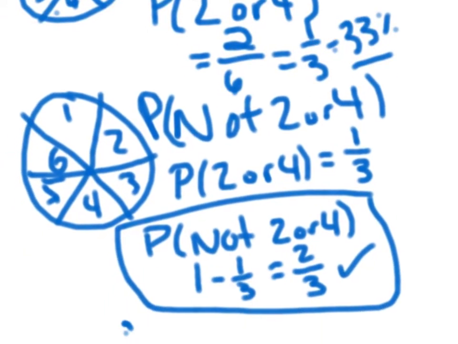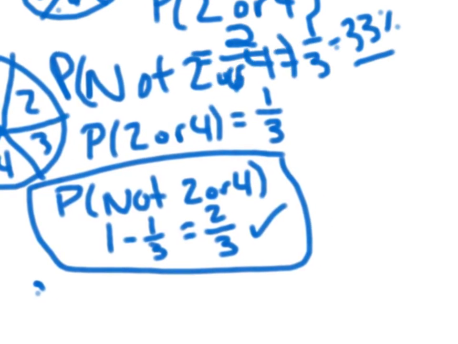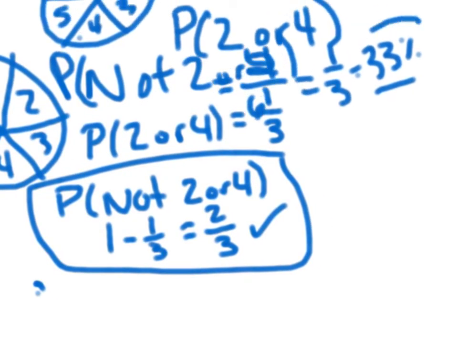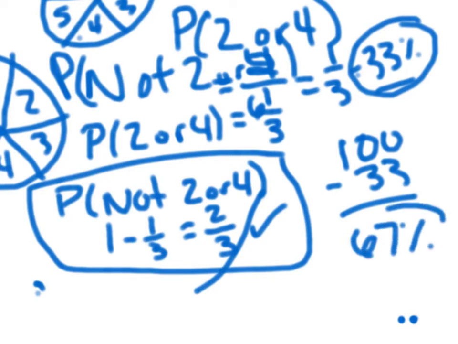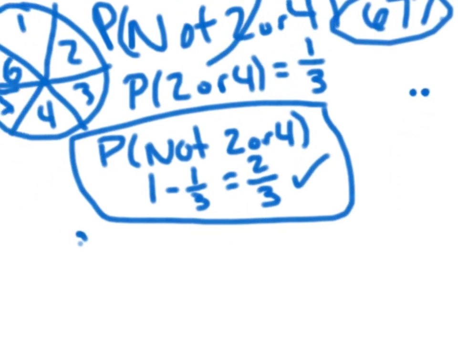And then I moved up, and I said, well, if I know that I have a 1/3 chance of getting a 2 or 4, then my probability of not getting a 2 or 4 is the opposite. It's 1 minus 1/3, which gives us 2/3. Or if we were to look at our percentages, we had 33% here, and I could say 100 minus 33 gives me 67%. So the complement, looking at the percentage, is 67%. Okay, it's time for the you try.